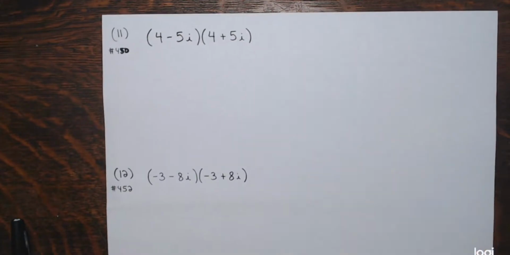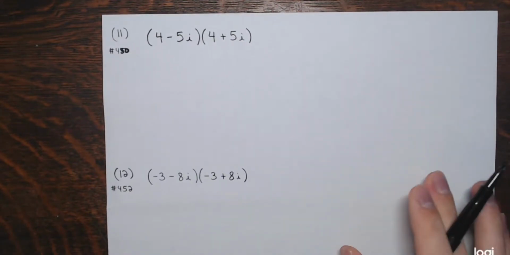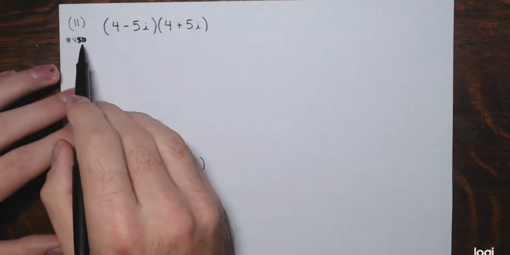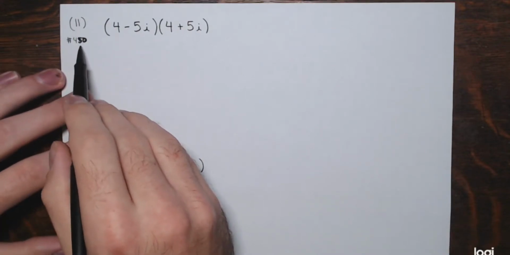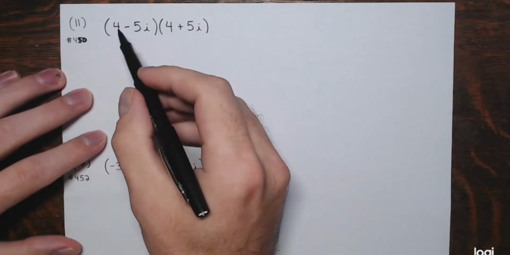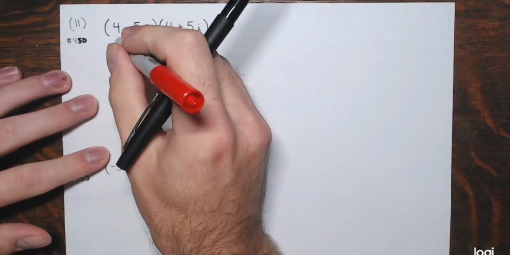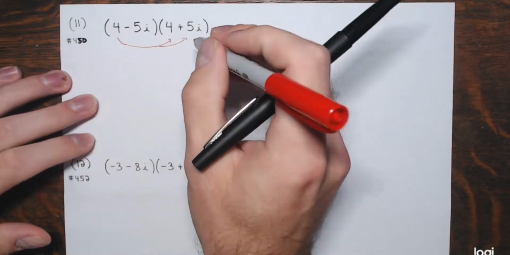So this question here I'm going to do in a couple ways. Now the first way is the way I've been doing things, right? So number 11, this is exercise 450 from the text. That actually says 450, I apologize. Alright, so here we distribute the 4. We have 4 minus 5i times 4 plus 5i. So I distribute the 4 first.